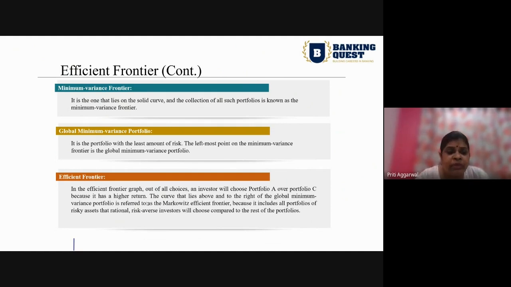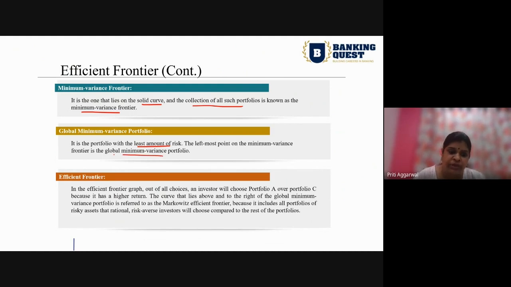So what is minimum variance? It is one that lies on a solid curve, and the collection of all the portfolios is known as the minimum variance frontier. Your global minimum variance is the least amount of risk. The leftmost point on the minimum variance frontier is the global minimum variance portfolio.